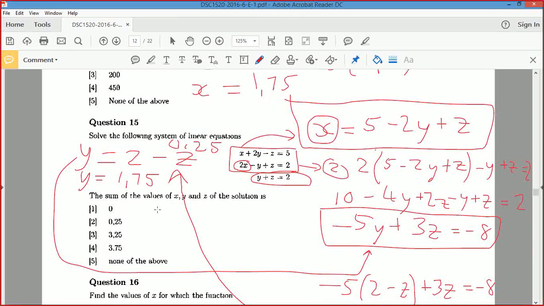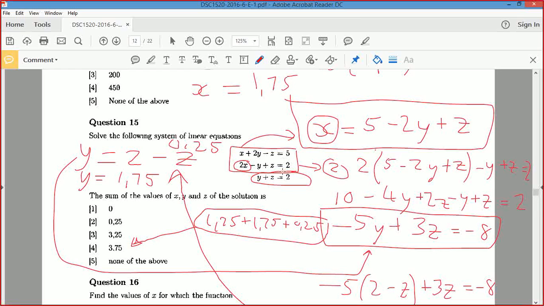What did the question ask for? The question said the sum of the values x, y, and z. So what is the sum? Well, x is 1.75, y is 1.75, and z is 0.25. If you add up all of that, then you get option 4. That's it, yes.